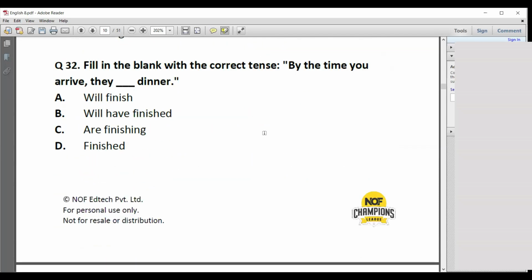Question 32. Fill in the blank with the correct tense. By the time you arrive, they dash dinner. A. Will finish. B. Will have finished. C. Are finishing. D. Finished. The correct option is option B. Will have finished. Future perfect tense shows completion before another future action.